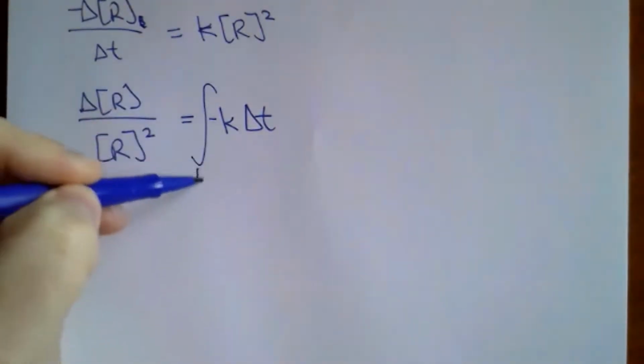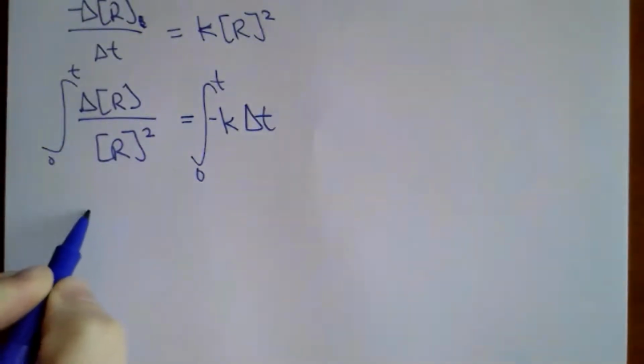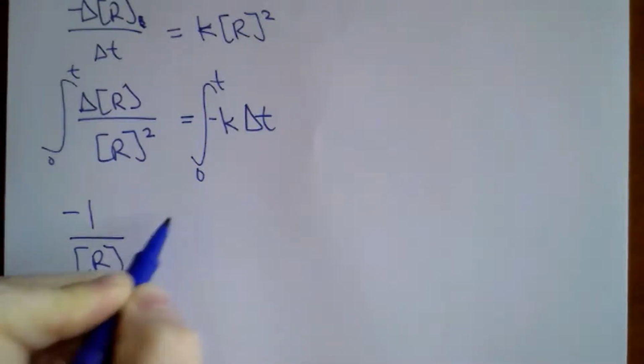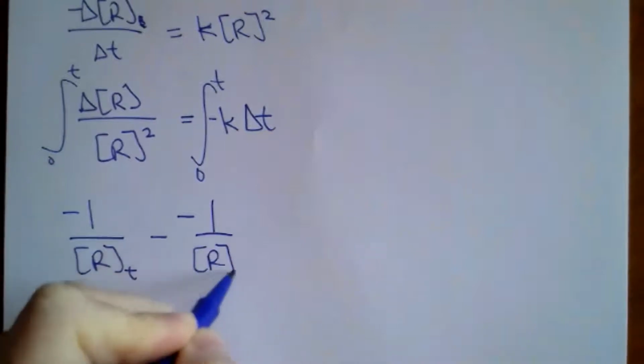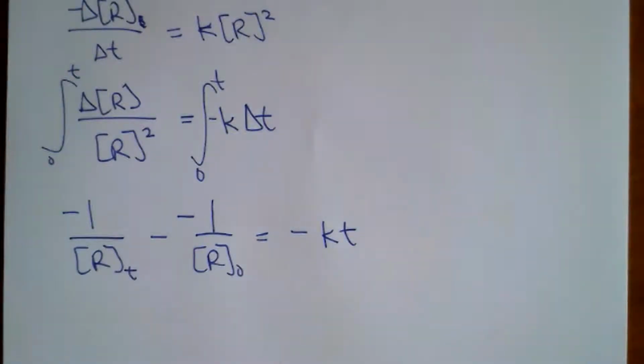Again, stay with me. If I integrate both sides, the integral here simplifies to negative 1 over R at time t minus negative 1 over R at time 0 equals negative kt. There's a lot of negatives there, so we can simplify this further by multiplying by negative 1 to get this equation. 1 over R at time t minus 1 over R at time 0 equals positive kt. This is the second order concentration time equation.